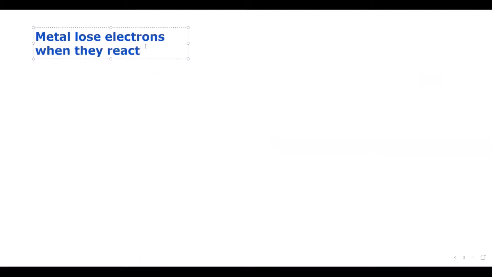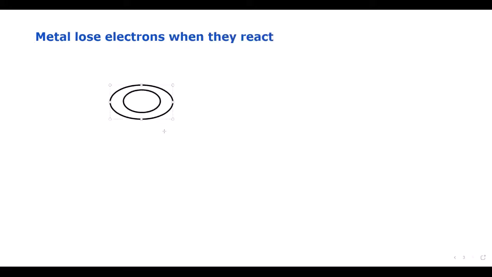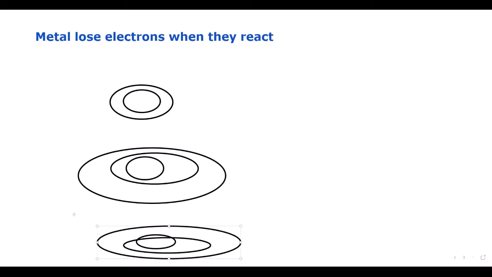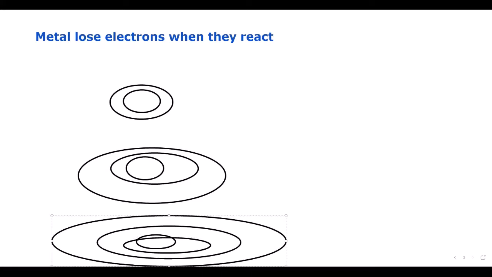So when we check beryllium, it will have two electrons in the outermost shell. Two shells are there and two electrons. Magnesium has three shells but two electrons in the outermost. When we check calcium, again two electrons in the outermost shell, but the distance between the nucleus and the electron is more as compared to magnesium or beryllium. So in this example, calcium is there, this is magnesium, and here is beryllium.